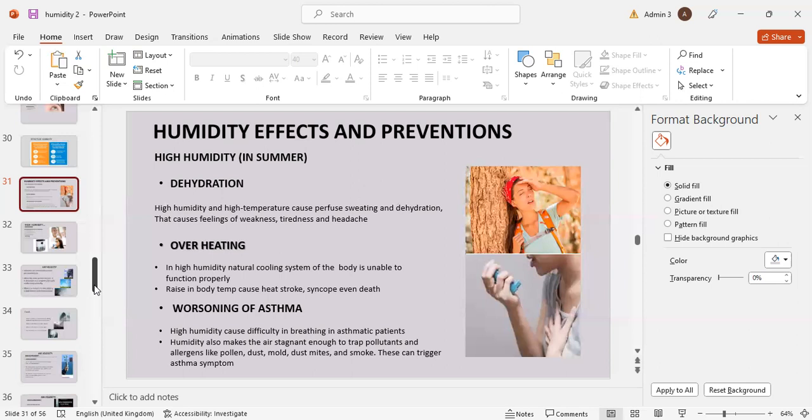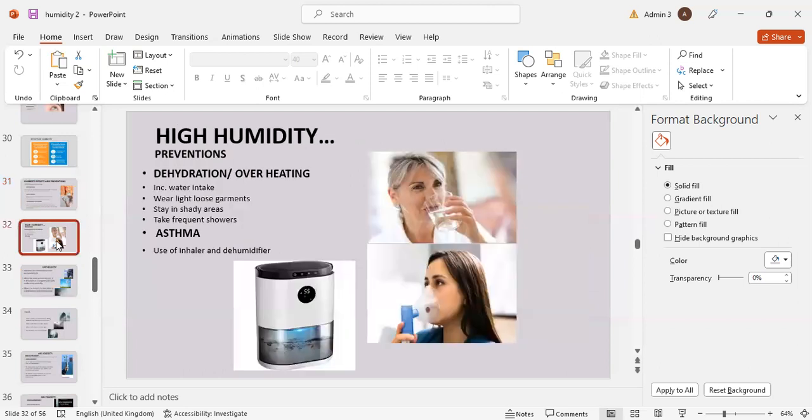And also in highly humid environments, there is worsening of asthma. High humidity causes difficulty in breathing in asthmatic patients. Humidity also makes the air stagnant, enough to trap pollutants and allergens like pollen, dust, mold, dust mites, and smoke. These can trigger asthma. Preventions: in case of dehydration and overheating, one should increase water intake, wear light loose garments, stay in shady areas, and take frequent showers. And asthmatic patients should use inhalers and a dehumidifier.